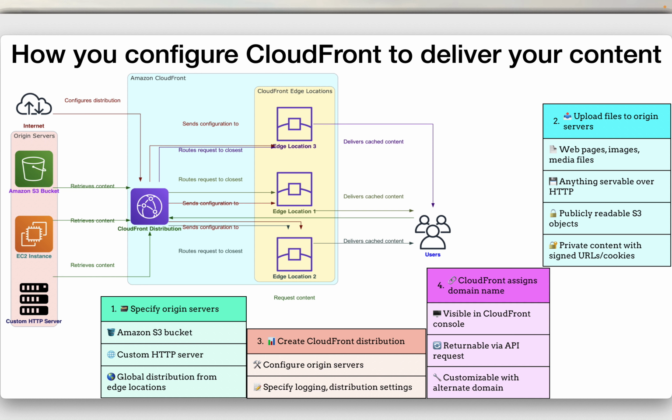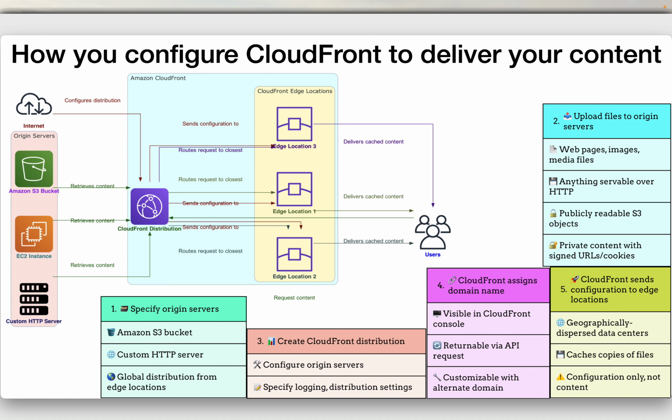CloudFront assigns a domain name to your new distribution that you can see in the CloudFront console, or that is returned in the response to a programmatic request, for example an API request. If you like, you can add an alternate domain name to use instead also. CloudFront sends your distribution's configuration, but not your content, to all of its edge locations or points of presence, known as POPs, which are collections of servers in geographically dispersed data centers where CloudFront serves from.